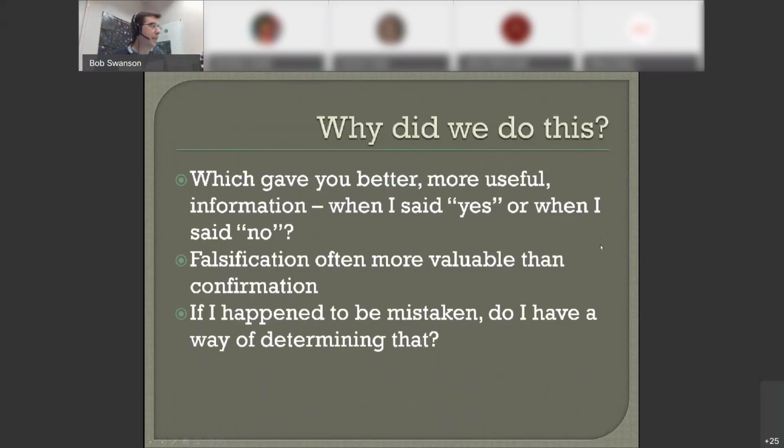This is essentially falsification. If I happen to be mistaken, do I have a way of determining that? Is there something I could learn or find out that would make me change my mind on this issue? If I don't have that, I possibly could be believing something that isn't actually true. And I don't think any of us want to be in that position, because the belief that we're holding doesn't really have any value in that case.